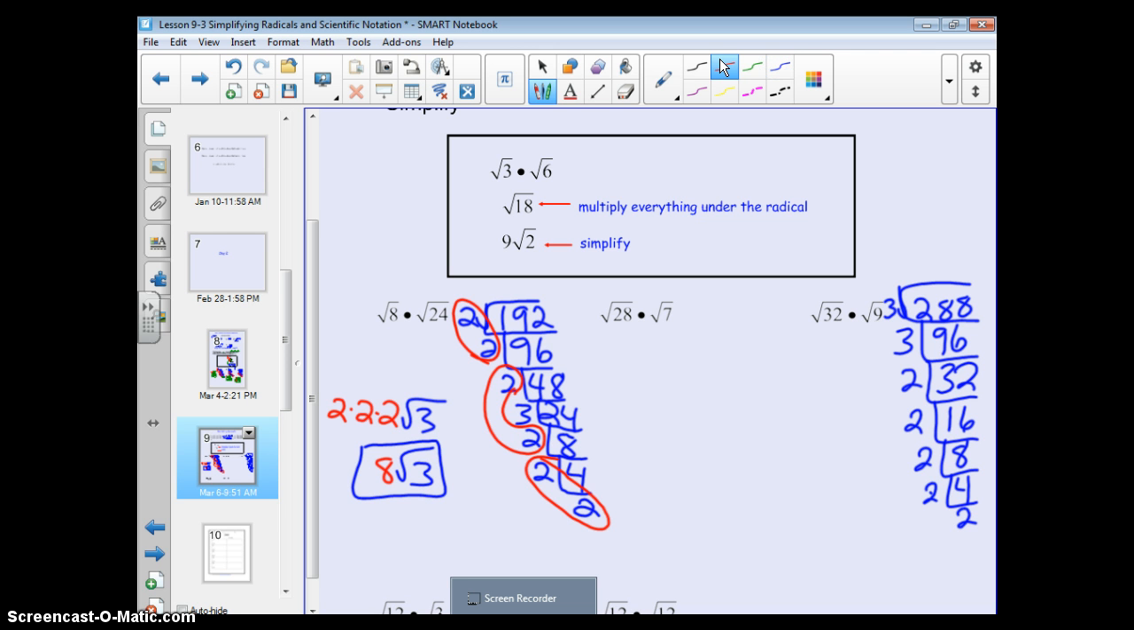So let's circle all of our pairs. I've got a pair of 3s. I've got a pair of 3s. I have a pair of 2s. And I have another pair of 2s. And then under the radical, we still have a square root of 2 left. So if we simplify these numbers outside, 3 times 2 is 6, and 6 times 2 is 12. So our answer would be 12 square root of 2.